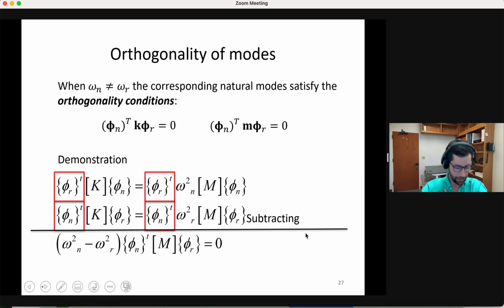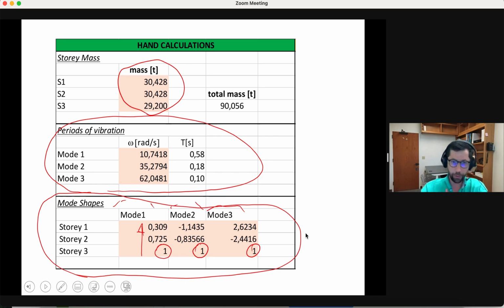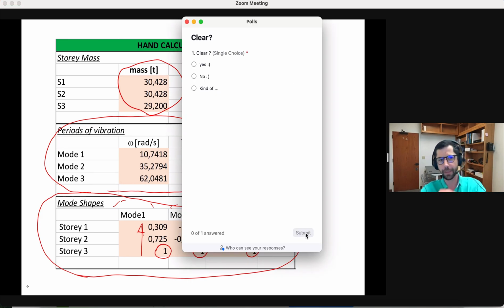Okay, guys, before I move forward, do you have questions regarding how to obtain modes of vibration and periods of vibration for a multi-degree of freedom system? Is this clear?